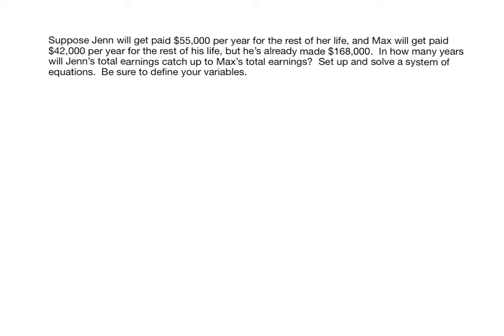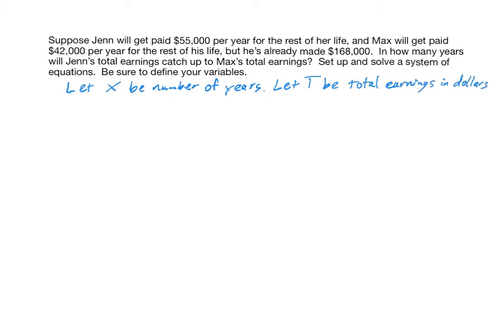So in this case, the amount of years they've been working, that varies. So let's let x be the number of years. And then the other variable is the total amount of money they've made. So let's let capital T be total earnings in dollars. So then we can come up with an equation for Jen and another equation for Max.